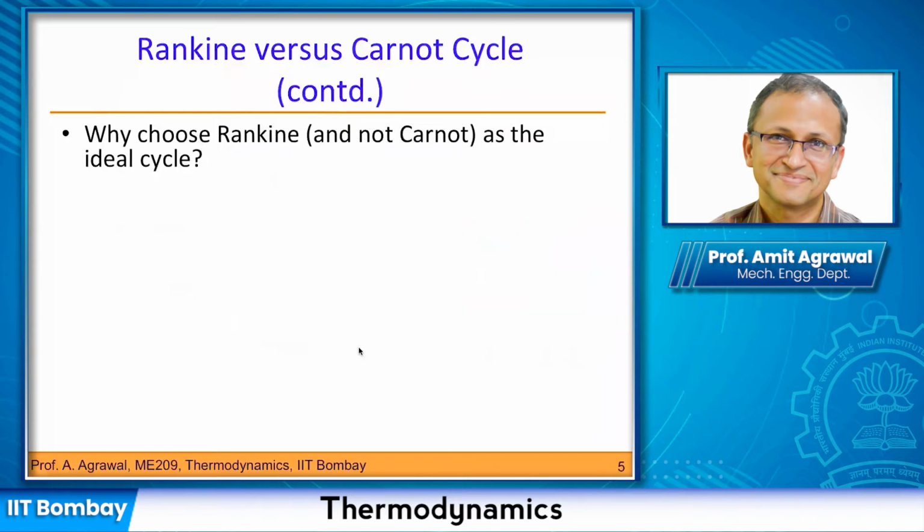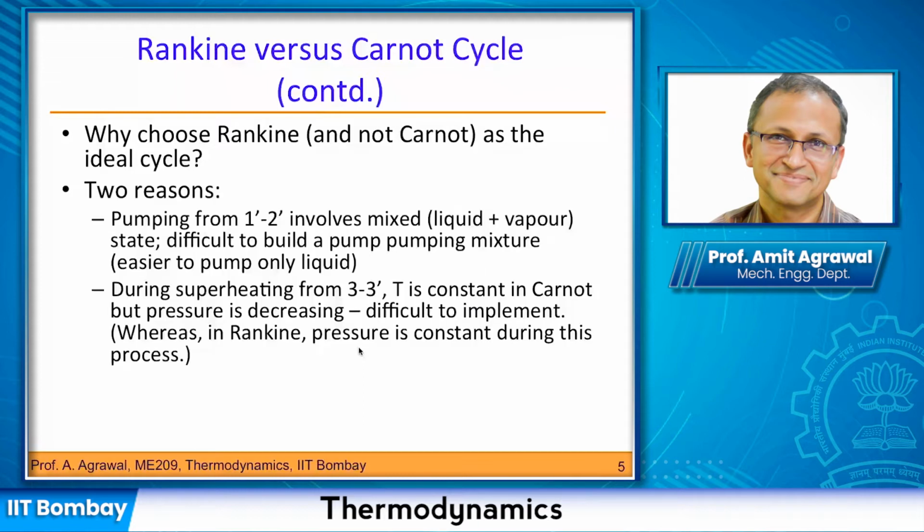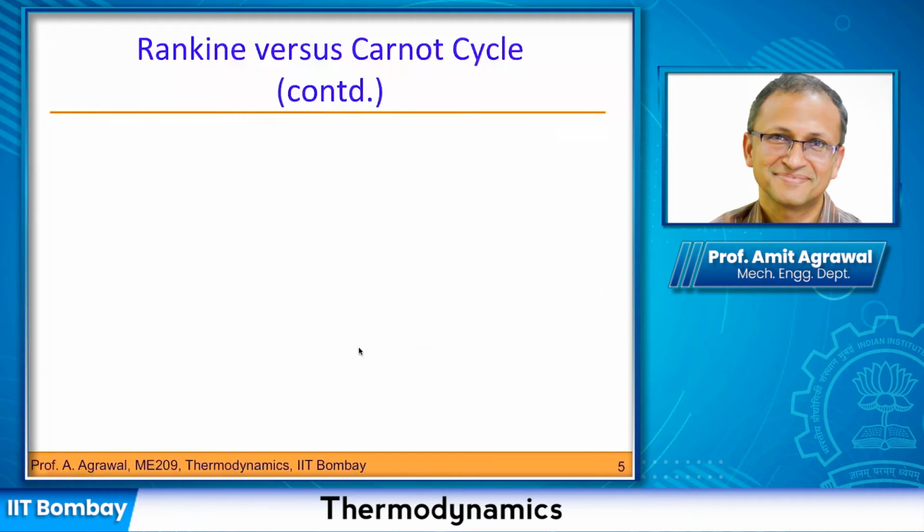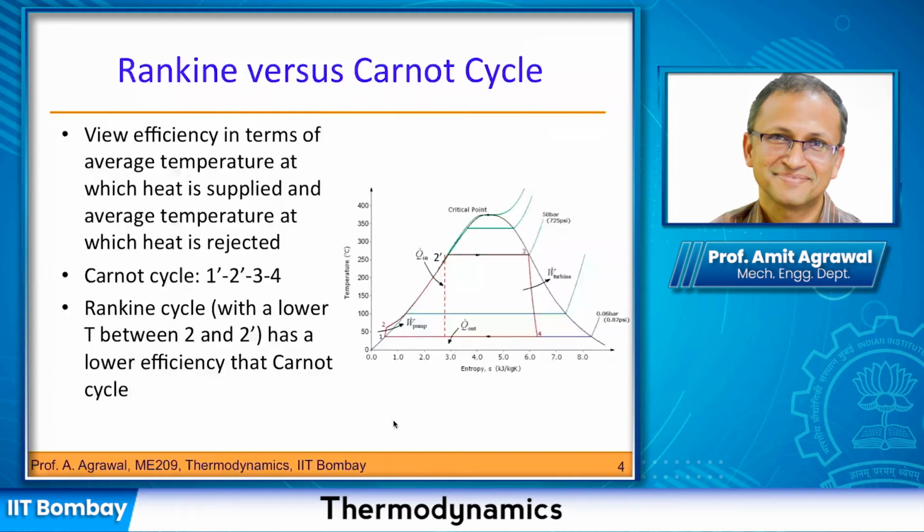So why choose the Rankine cycle at all and not just work with the Carnot cycle as the ideal cycle? We said that there are two reasons, because when you're trying to compress things from 1' to 2' along this red dotted line here, you are compressing a mixture of vapor plus liquid, and therefore this is not very easy to do.